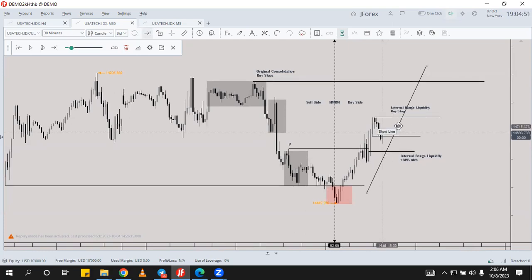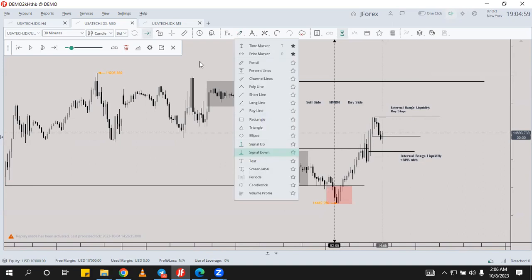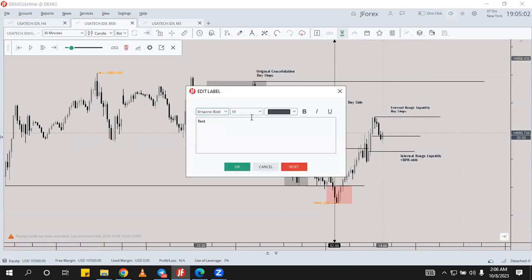So this is our intermediate time perspective. And as you can see, the intermediate time perspective is still confirming to us the bullish bias. So this is my intermediate time perspective.